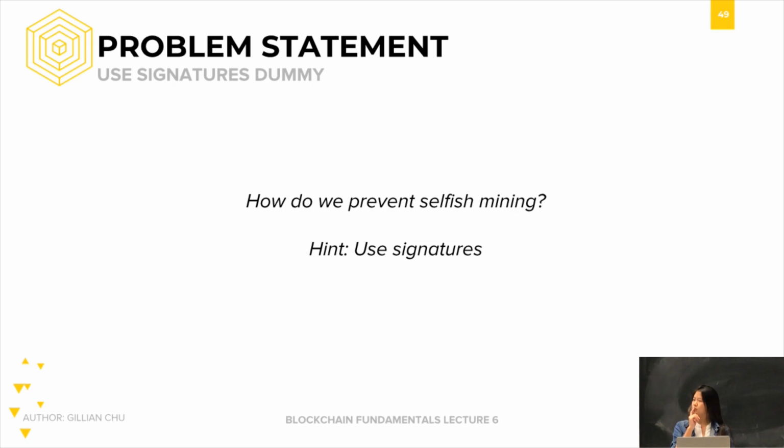You can't have the same signatures. Does a miner have their own signature? A miner has their own signature, right? So a miner can't have two blocks of the same signature, something like that.